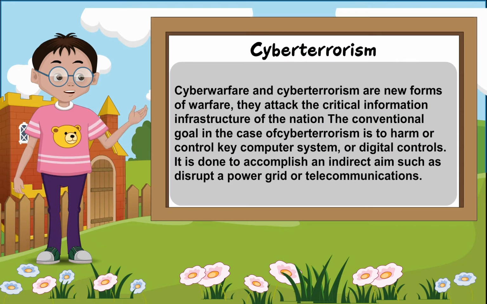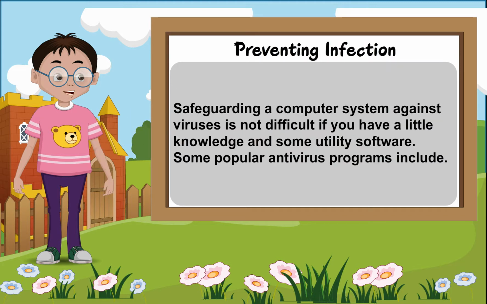Cyber terrorism. Cyber warfare and cyber terrorism are new forms of warfare. They attack the critical information infrastructure of the nation. The conventional goal in the case of cyber terrorism is to harm or control key computer systems or digital controls. It is done to accomplish an indirect aim, such as to disrupt a power grid or telecommunications.